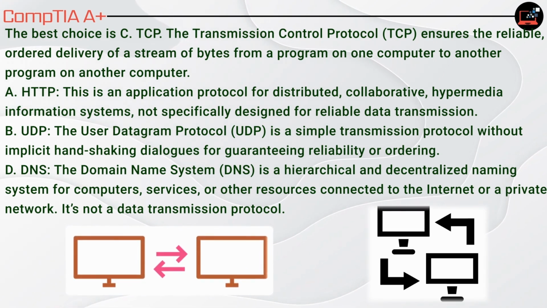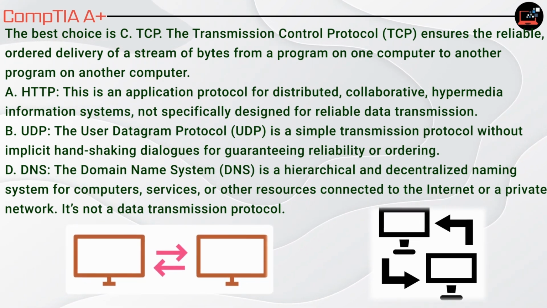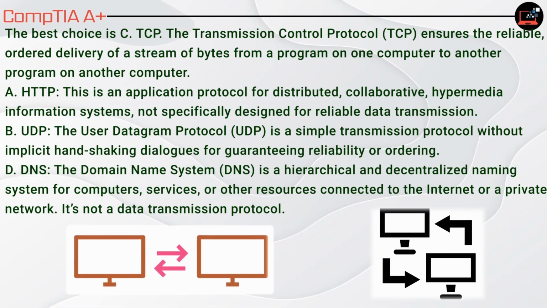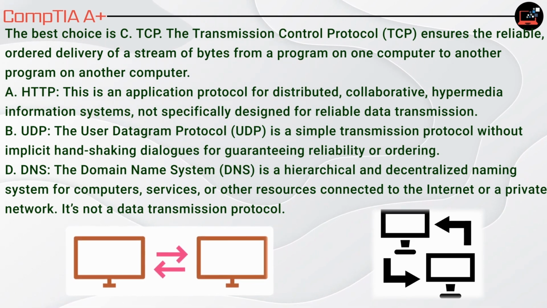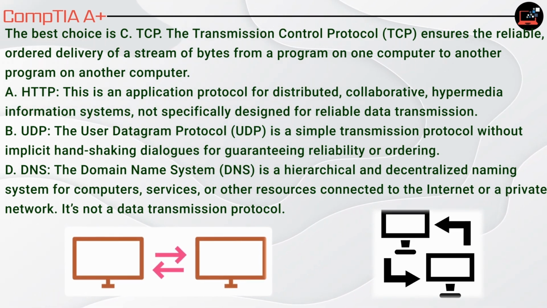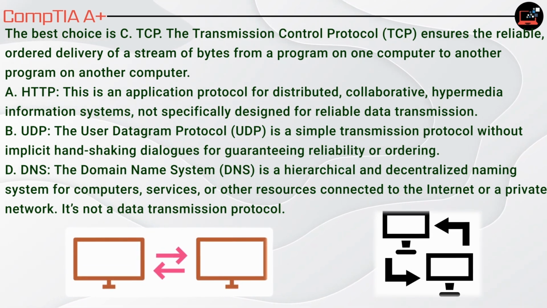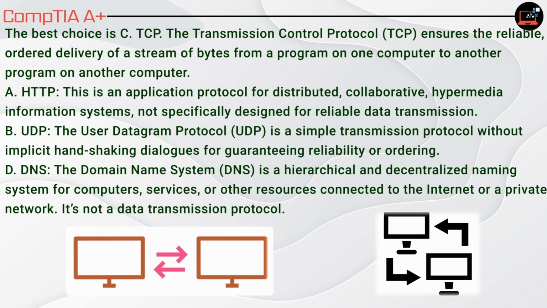A. HTTP. This is an application protocol for distributed, collaborative hypermedia information systems, not specifically designed for reliable data transmission. B. UDP. The User Datagram Protocol, UDP, is a simple transmission protocol without implicit handshaking dialogues for guaranteeing reliability or ordering. D. DNS. The Domain Name System, DNS, is a hierarchical and decentralized naming system for computers, services, or other resources connected to the internet or a private network. It's not a data transmission protocol.